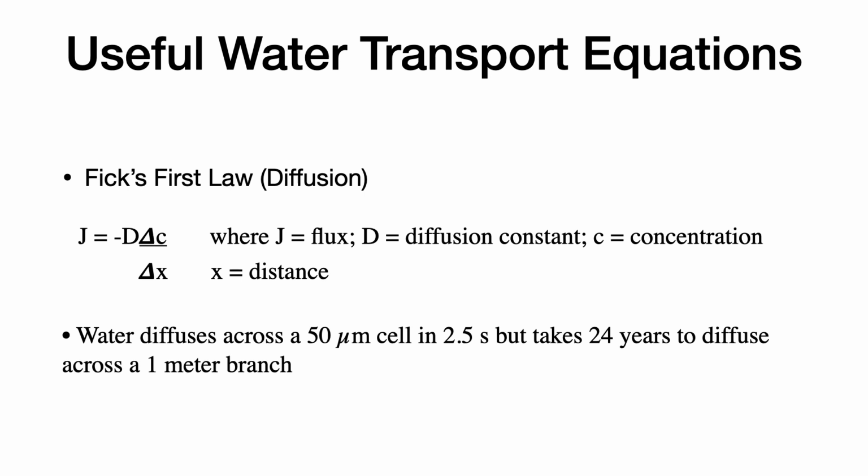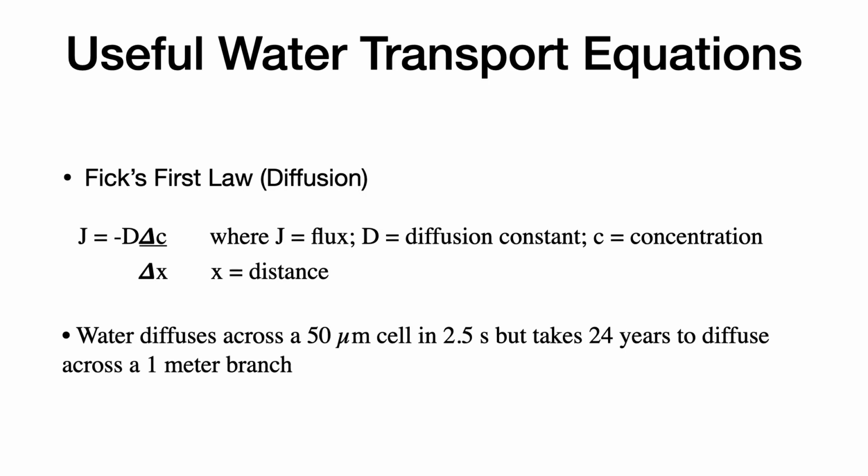If we look at a common example of water diffusion, water moving from one side of a cell to another that is 50 micrometers wide would take only 2.5 seconds to get across. But if we looked at a 1 meter long branch, that water molecule would take 24 years to diffuse all the way from one end to the other. Clearly the branch would be dead before the water got there.